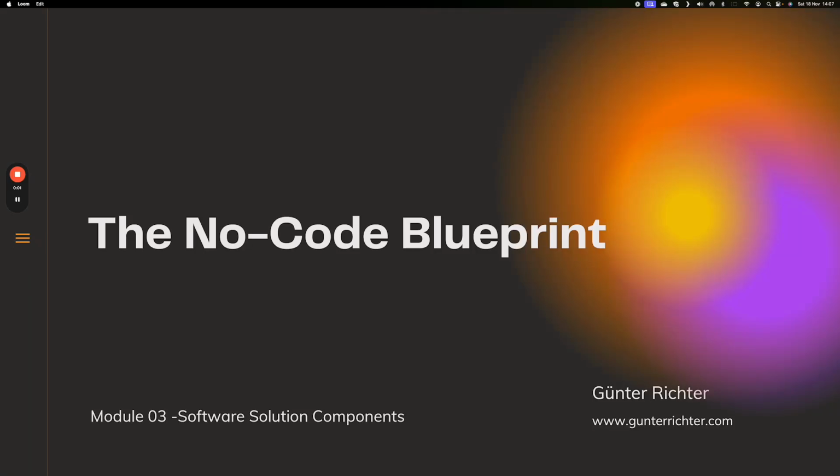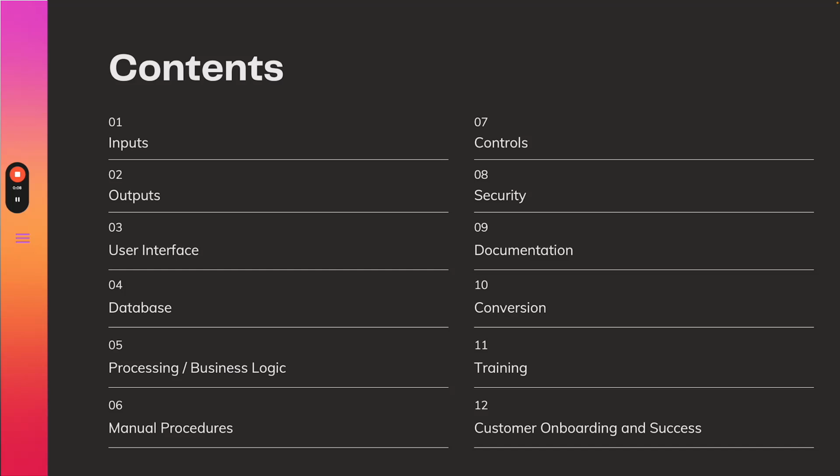Welcome to Module 3 of the No-Code Blueprint, Software Solution Components. The intent of this module is to get you thinking about the sorts of components that you'll need to consider when you design your software application. You can think of these as logical building blocks that will make up your software solution.